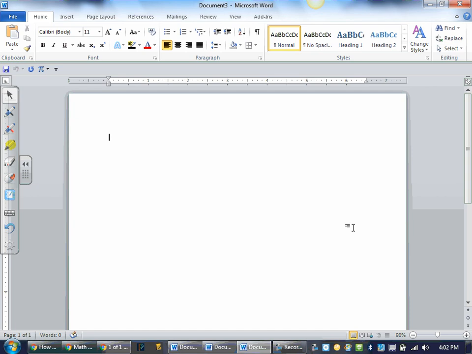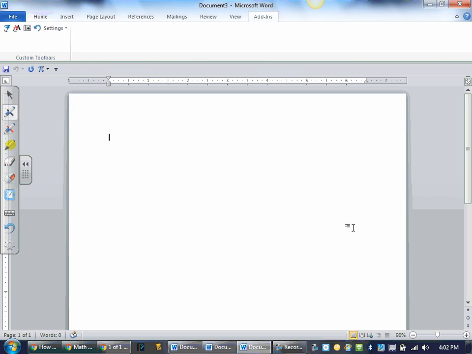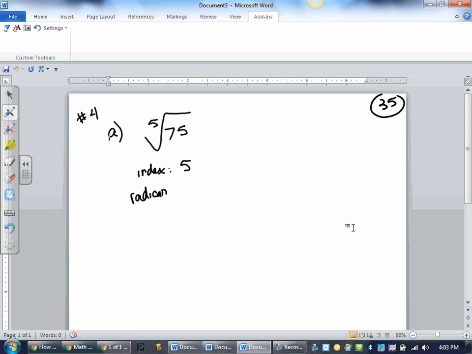So we're on page 35 right now. It says identify the index and the radicand in each of the following. So question A, this is class example number 4. Question A says the fifth root of 75. So the index, pretty easy in this case. Index, yep, 5. And the radicand is the 75.